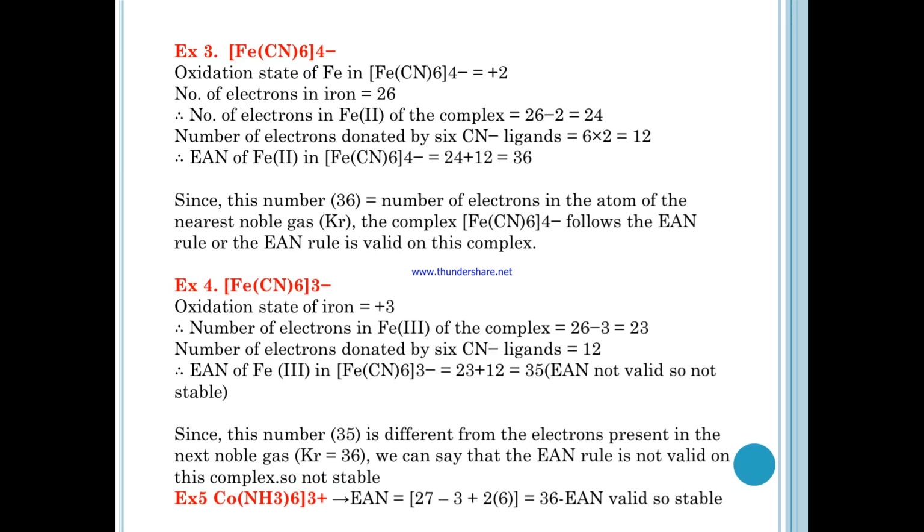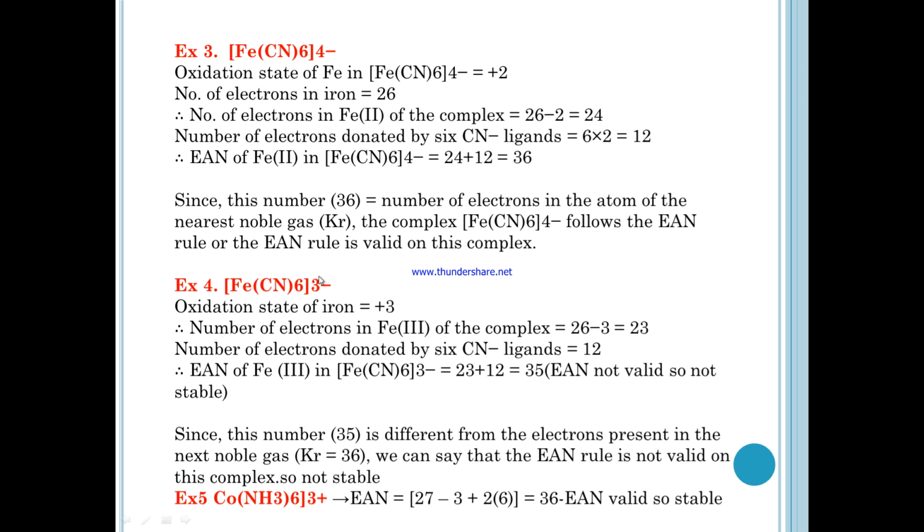So here are some more examples. Fe(CN)6: for this Fe the oxidation number is 2. So in the calculation, 26 minus 2 is 24, and 24 plus 12 is 36. So 36 is the atomic number of krypton, so this is also a stable complex.